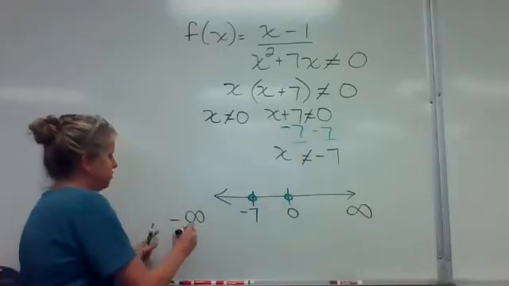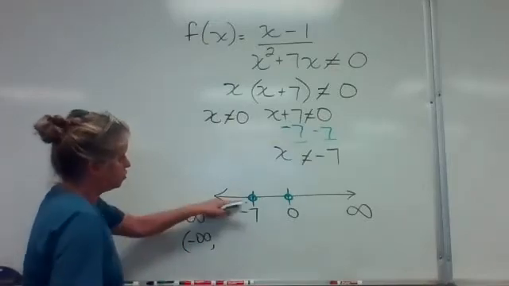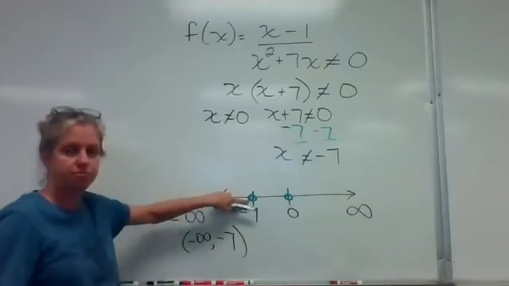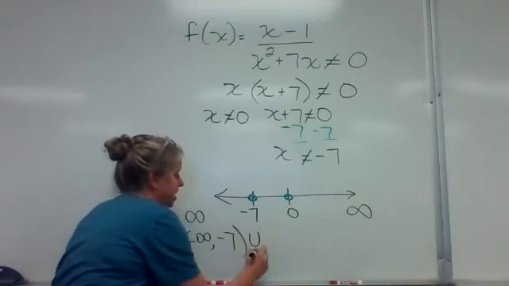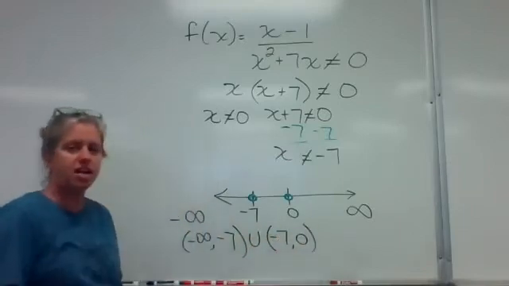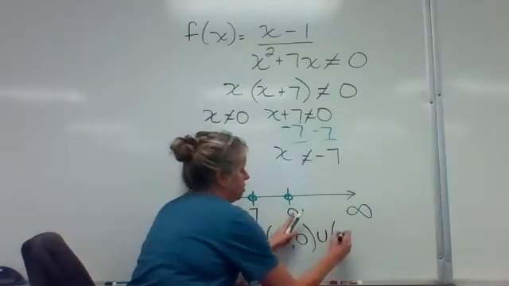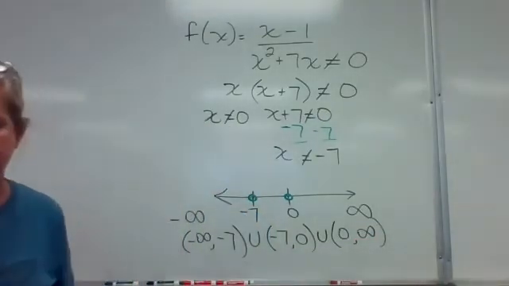So my first interval starts on the left with the -infinity, travels up until it gets to -7. Then you want to include all the numbers in between -7 and 0. So that's your next interval, numbers between -7 and 0. And then your last one is all the numbers above 0, which would be 0 to positive infinity.